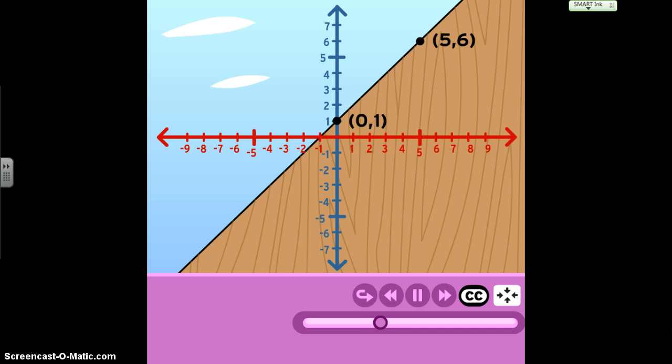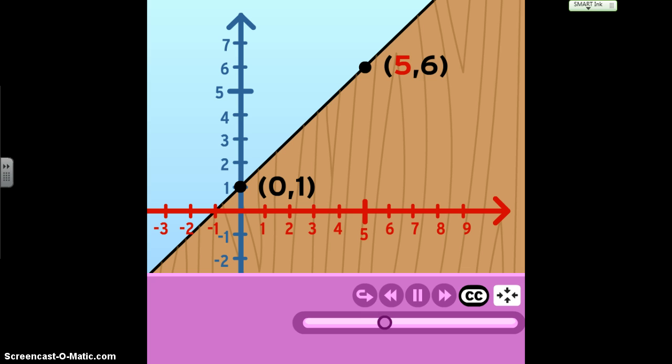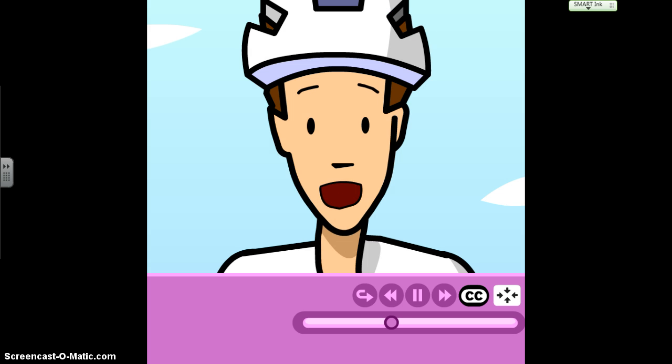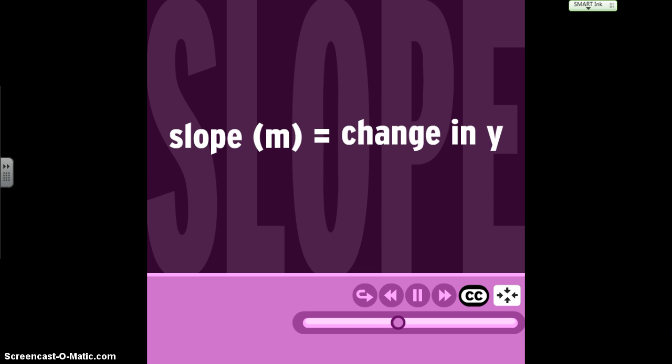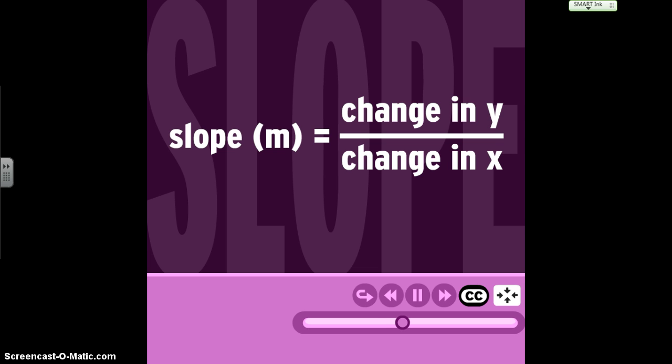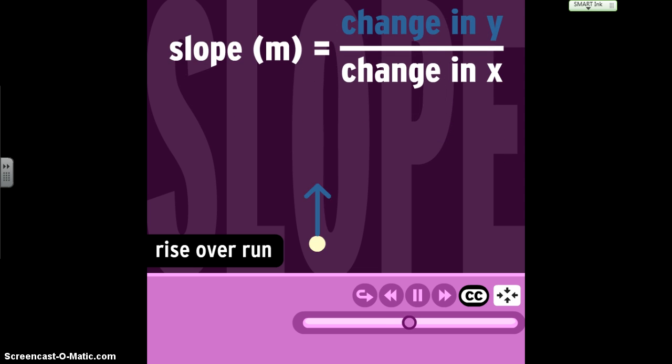Alright, let's take a look at 2 points along this skate ramp. One point has the x-coordinate 5 and the y-coordinate 6, while the other has an x-coordinate of 0 and a y-coordinate of 1. To figure out the slope, we want to find out how the positions change exactly. The slope, or m, is equal to the amount of change in the y-coordinates divided by the amount of change in the x-coordinates. Some people call that rise over run. It helps you remember that it's a vertical change over a horizontal change.